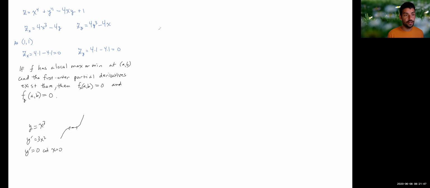So I have my two partial derivatives. The x derivative is 4x cubed minus 4y. The y derivative is 4y cubed minus 4x. So I'm looking for places where these are both 0, in other words, 0 at the same time, right? So I need coordinate pairs, values of x and y, for which these are both 0. Right? So we have a system of equations.